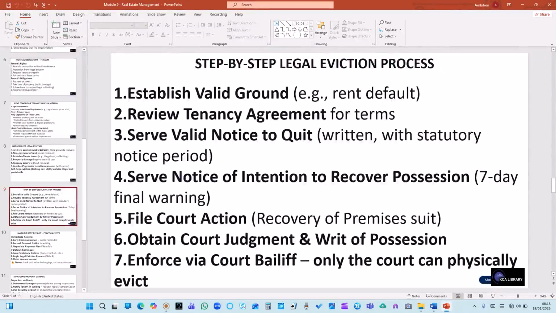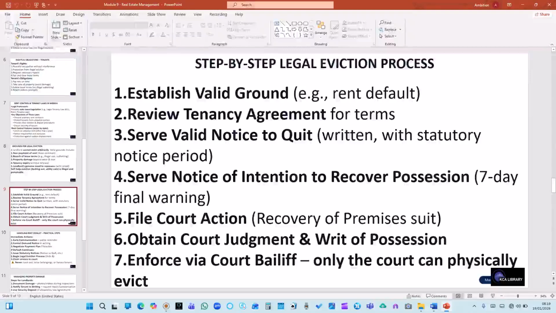Then if the tenant refuses to vacate the property, the landlord will now file a court action, that is, a recovery of premises suit. Then at the court, at step number six, obtain court judgment and writ of possession. So it is the court that will enforce eviction.